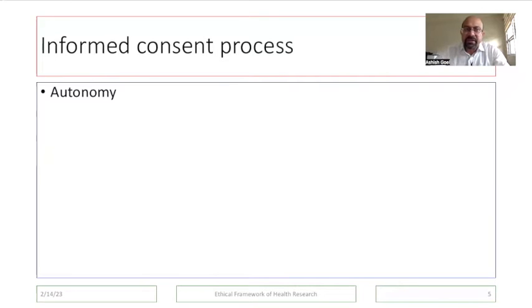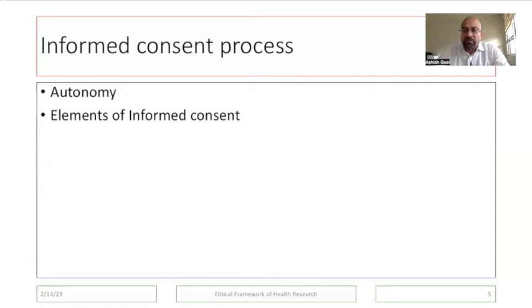We talk about the informed consent process. The informed consent process is an integral part of any health research. It upholds the principle of autonomy at the top. That means the patient or the research participant is the foremost. He's the one who has the right to decide what to do, whether to participate, whether not to participate, whether to withdraw or not to withdraw. It's all in the hands of the participant.